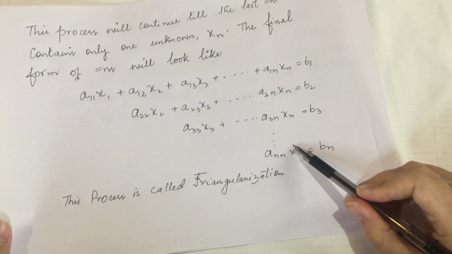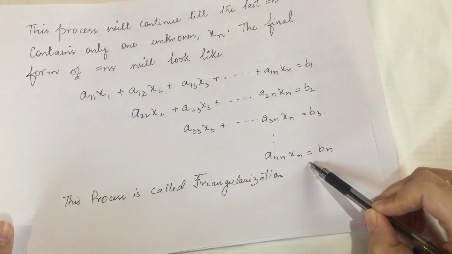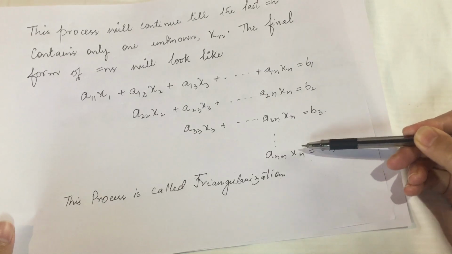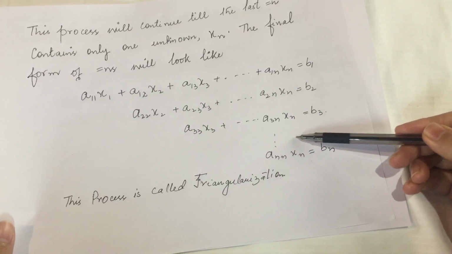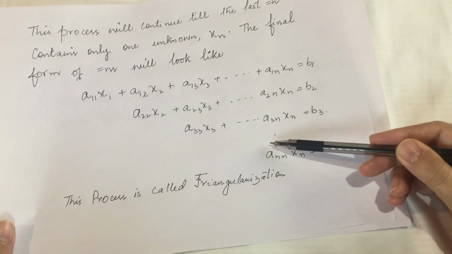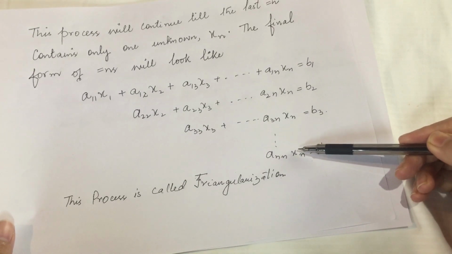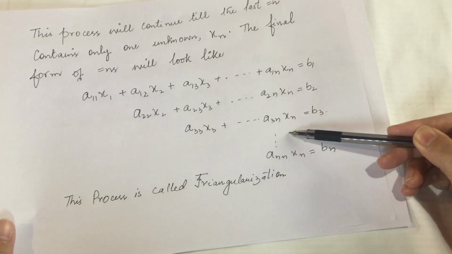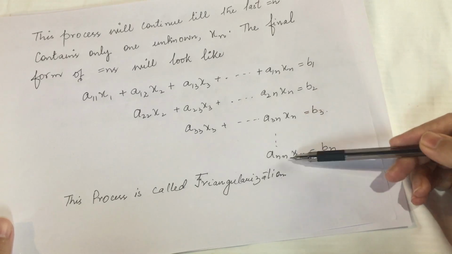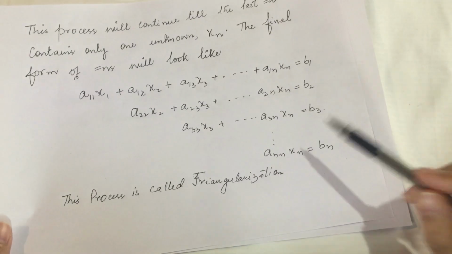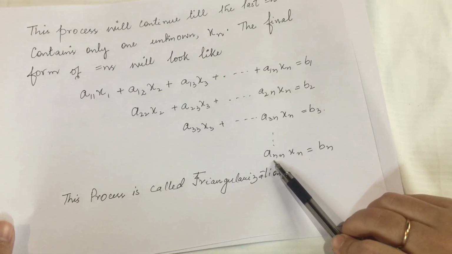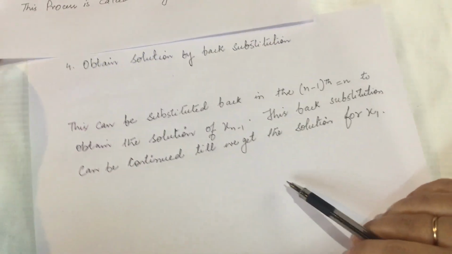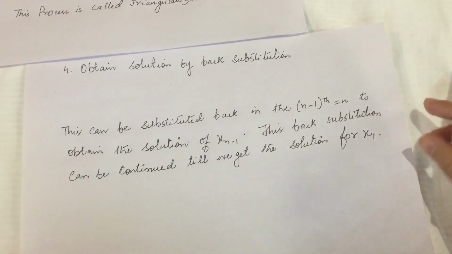which means that we can get the value of xn from the last equation itself, and then we can substitute that xn value in the (n minus 1)th equation, and when we get the (n minus 1)th x value, we can substitute that in the previous equation. So this is an iterative process. The first thing is that we have to get the value of xn from the last equation. How can we get it? We can obtain the solution by back substitution.